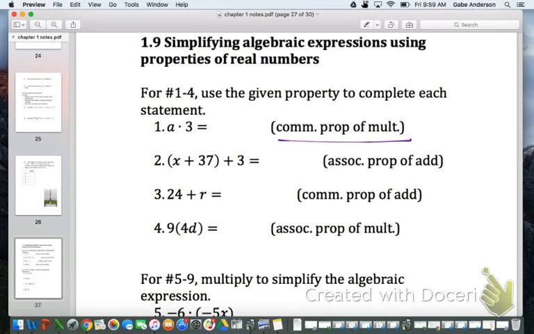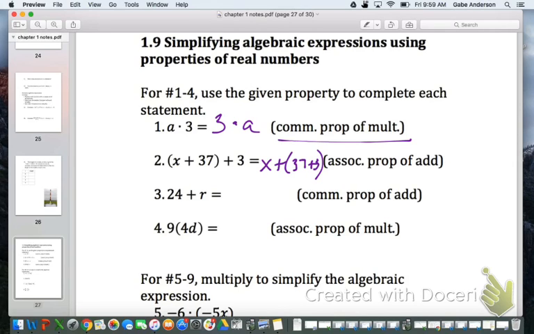Number 2 is the associative property of addition. What we have written up there is x plus parentheses 37 plus 3. Essentially, the parentheses jumped from the first two to the second two. You can associate with addition, and that is definitely true, so that looks good. I'm going to write these up here for our video: 3 times a, and x plus parentheses 37 plus 3.